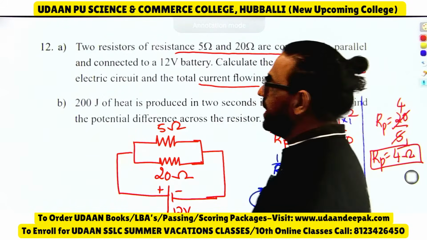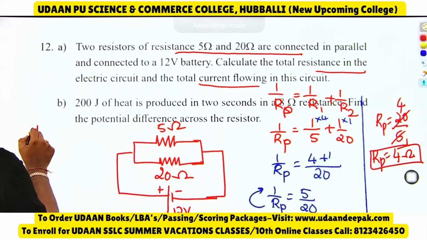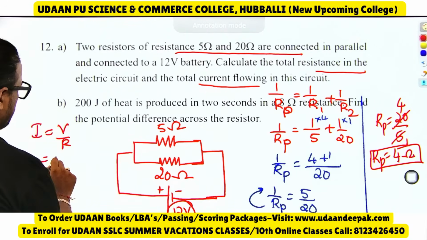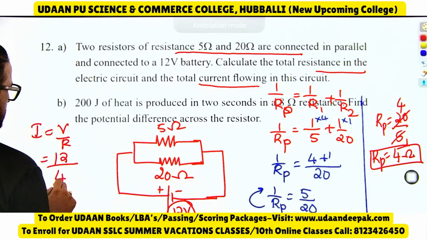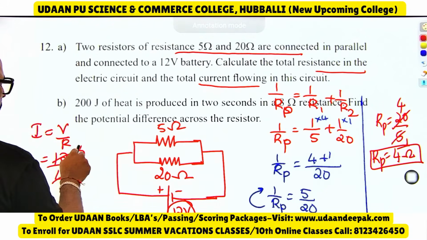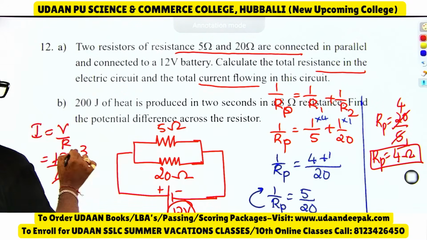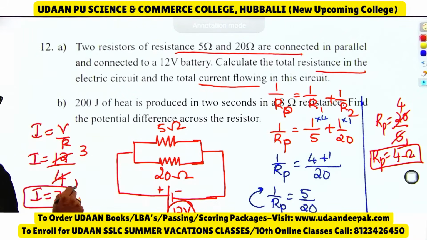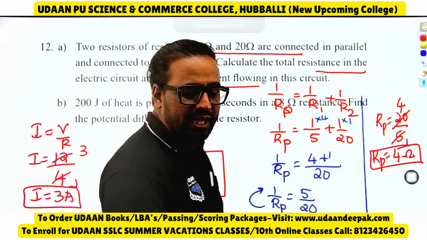And you have asked what is the total current. Total current is I is equal to V by R. Voltage is 12 and total resistance is 4. 4 threes are 12. So the total current is 3 ampere.